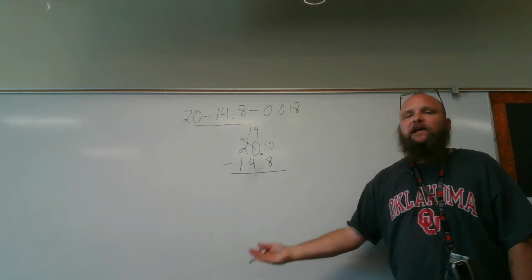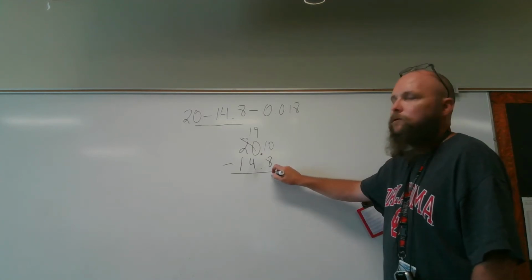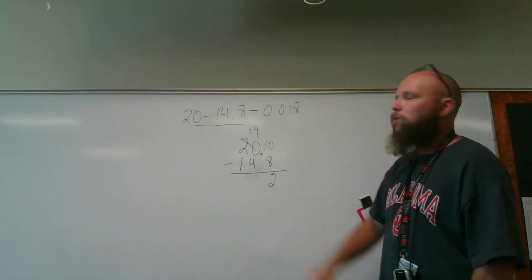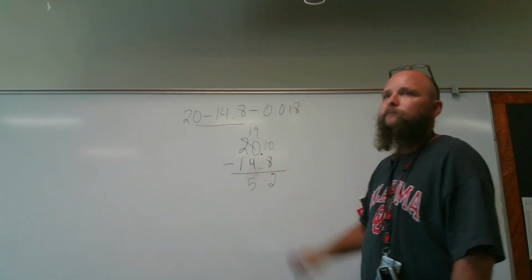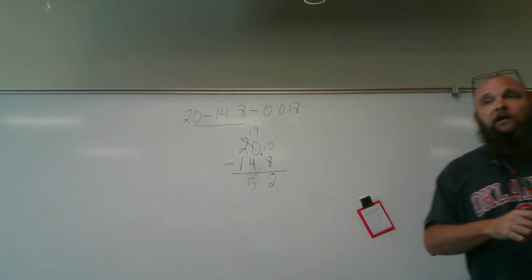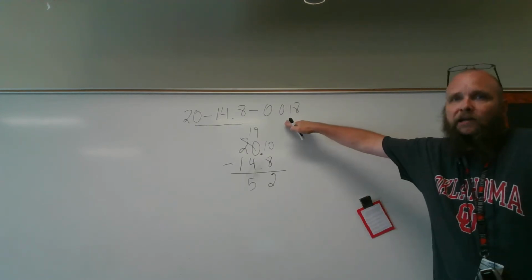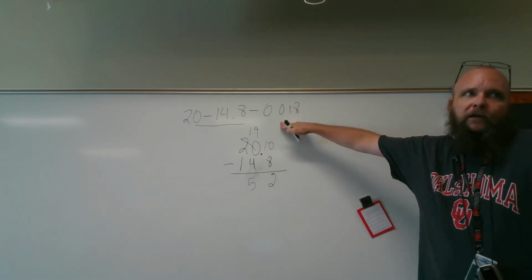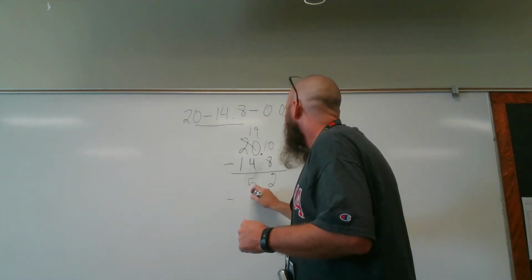So now I have 10 subtract 8, which is what, Ava? 2. 9 subtract 4, which is what, Ava? 5 and 2 tenths. Is that near our estimate, Ava? Yeah. It is near our estimate. But we're not done. Because we got to subtract that last number.